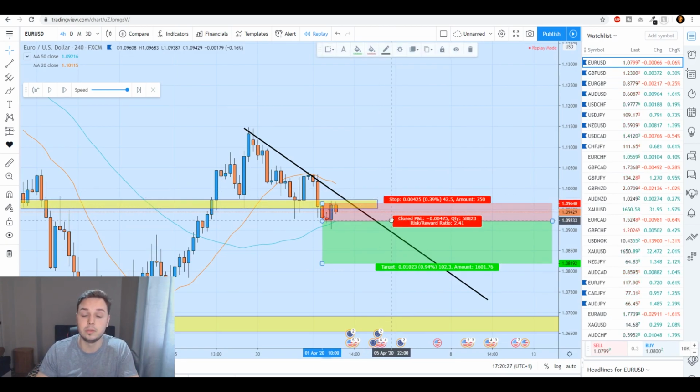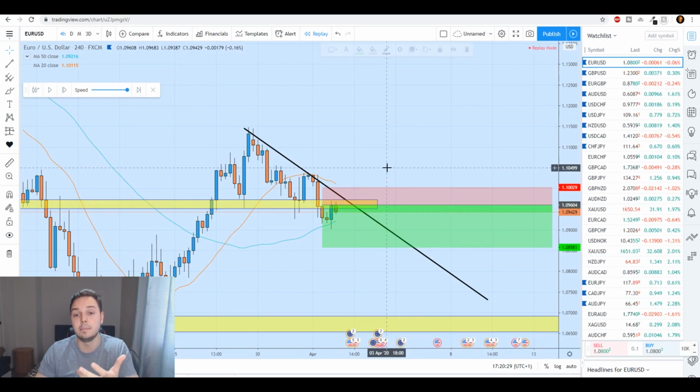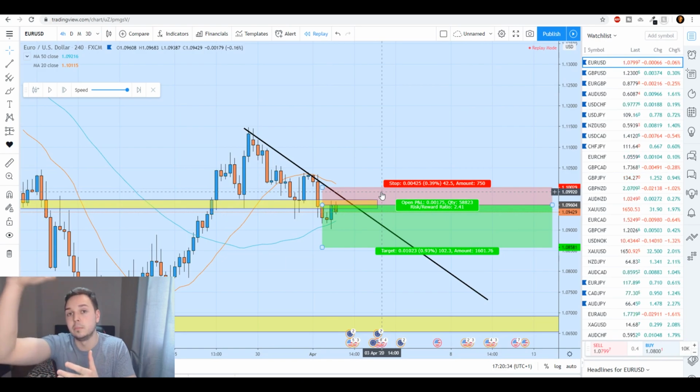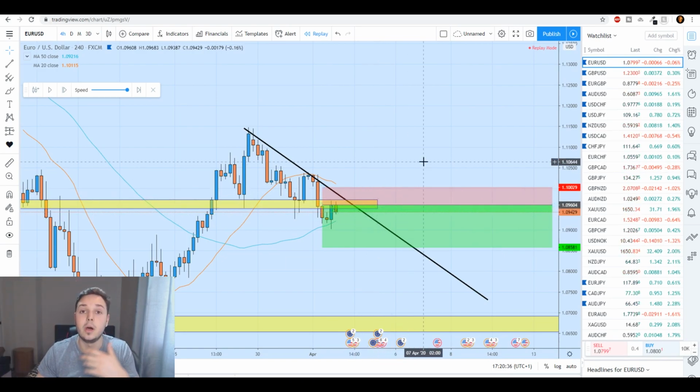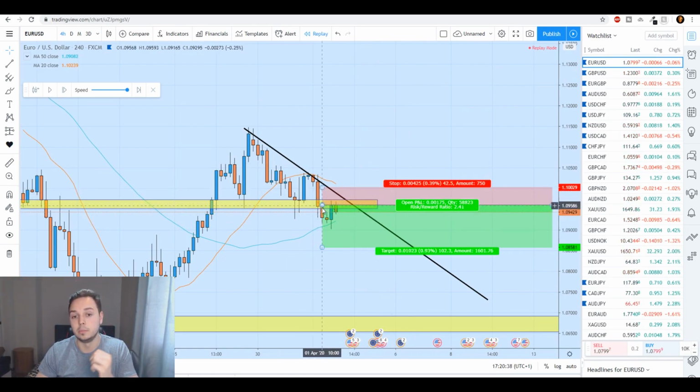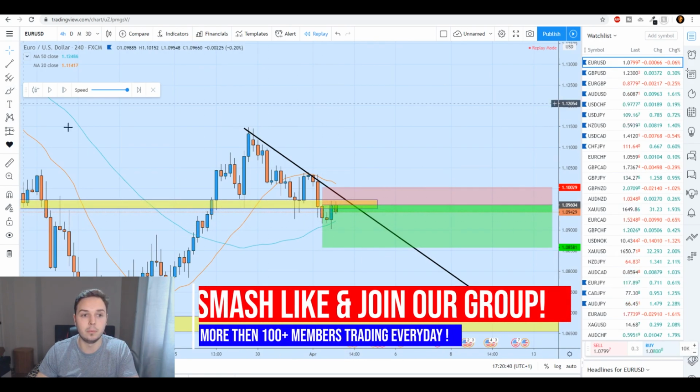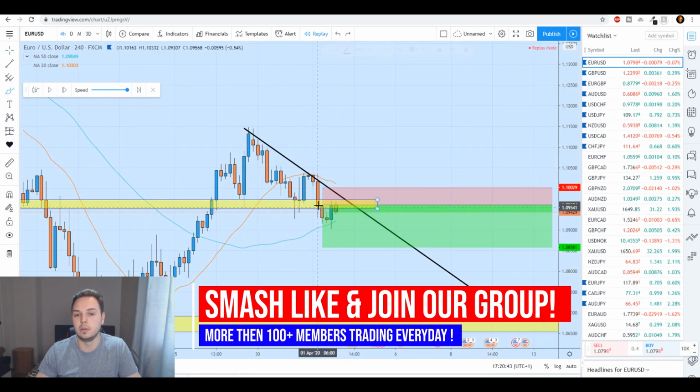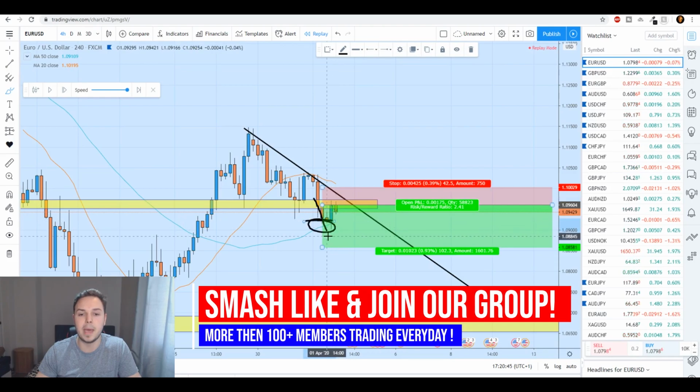So that's why it's important to wait for the pullback to have a better risk to reward. If you enter somewhere here, as you see, the stop loss is much higher and your chances of winning are much lower as well, because you always want to enter on a pullback. You never want to enter somewhere on a break.